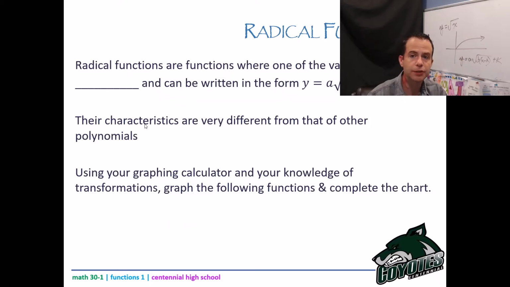Radical functions are functions where one of the variables is in the radicand and can be written in the form a root of b(x minus h) plus k. The characteristics are very different from that of other polynomials, partly because we have a start but no stop here. This point here is my starting point, or sometimes you'll hear it called an endpoint. Whereas a polynomial is continuous all the way from negative infinity to positive infinity. So in polynomials, the domain was always the set of real numbers, but in radicals, we end up having a start and then an end of some sort.